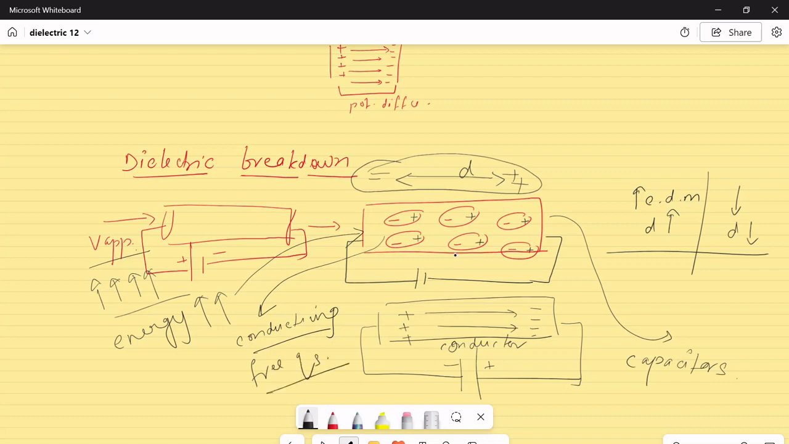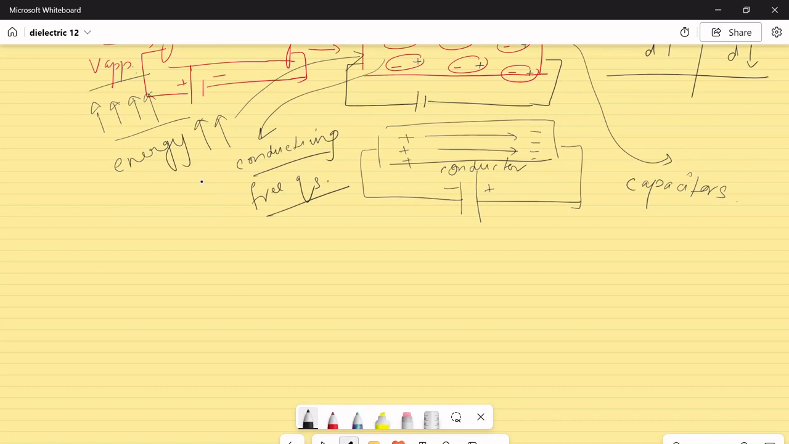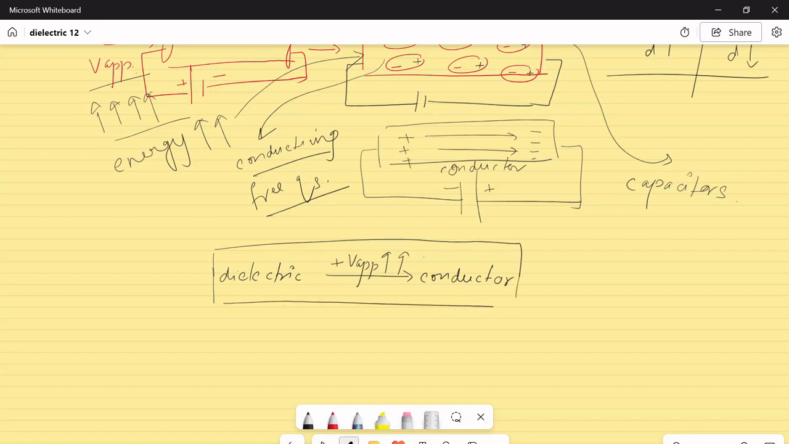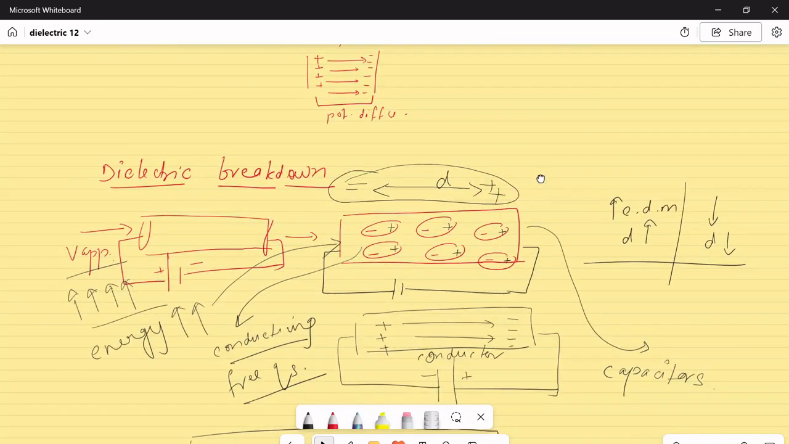Why do we have free charges? Because we applied a lot of energy and they have freed themselves. Now they can freely flow through this material, and this material has converted into a conductor. So the overall understanding of dielectric breakdown is that our dielectric material gets converted into a conductor. When does it get converted into the conductor? When we apply a very, very high voltage. So this is the entire crux of the dielectric breakdown. There is something breaking. What is breaking? Dipole moments. Small tiny dipoles are breaking and free charges are getting released, and then the dielectric gets converted into a conductor.